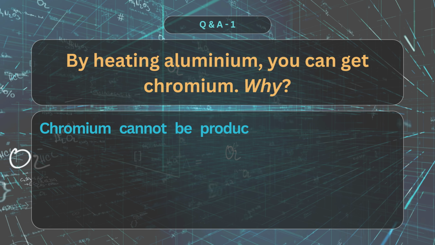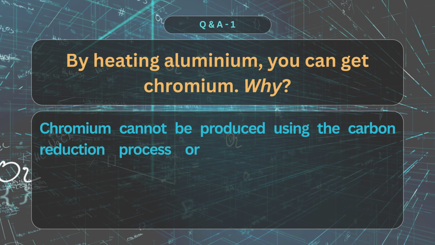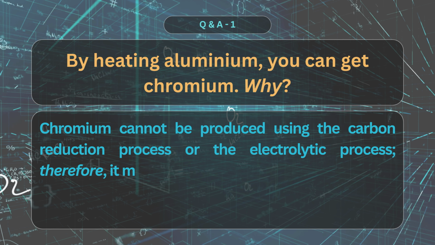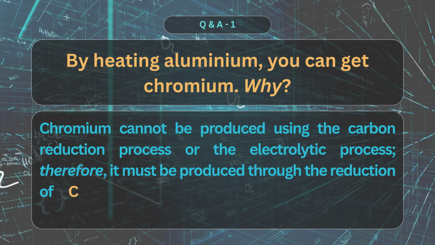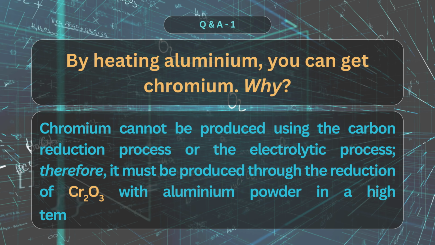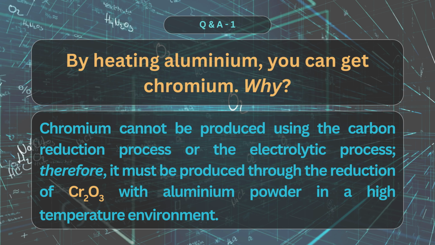Let's start with a heavy hitter. This chromium extraction question using aluminium comes up again and again in exams like JEE and AP Chemistry. It's a classic filter that separates the top students from the rest.